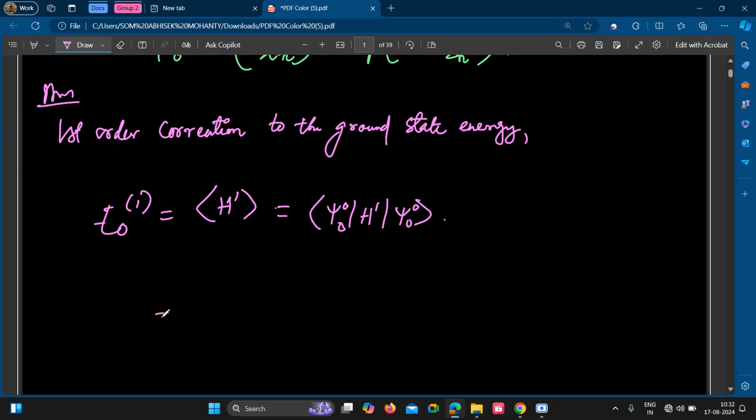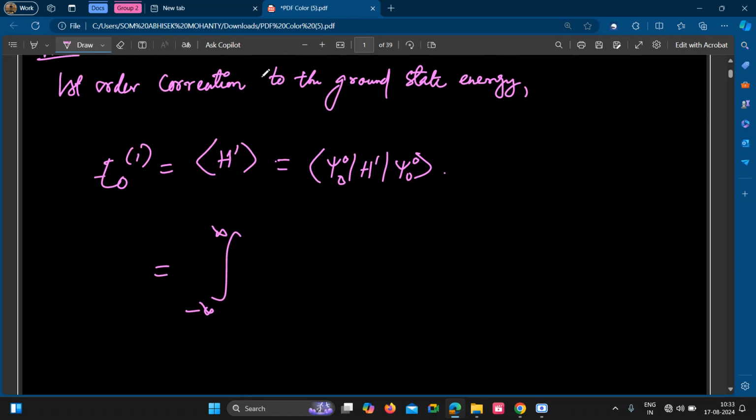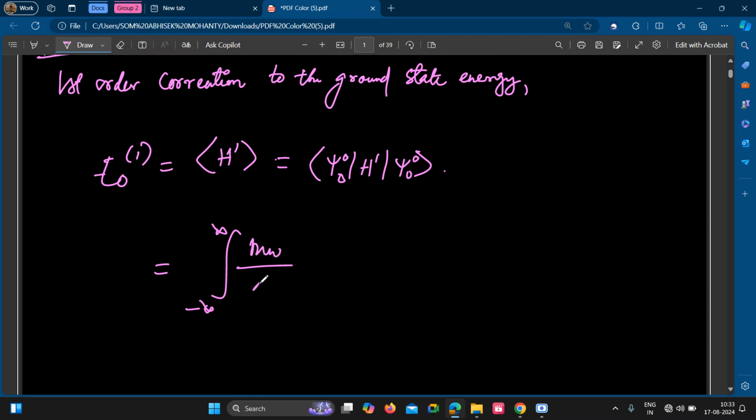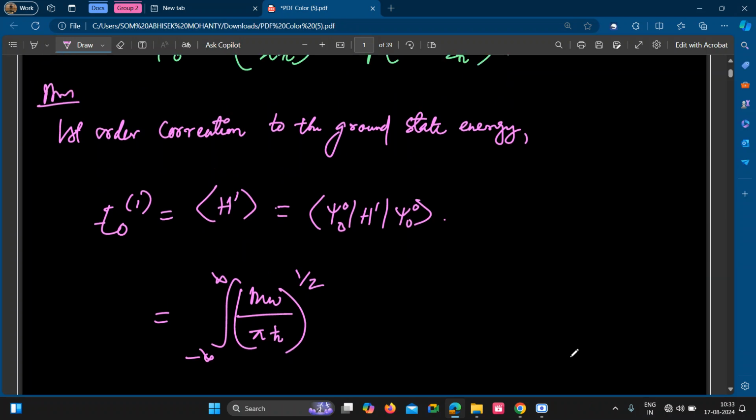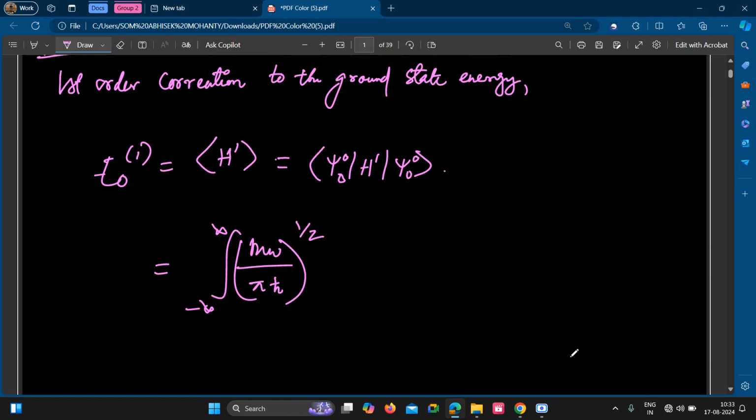So this is an integration now, from minus infinity to infinity, of psi naught whole square and H dash. So (m omega by pi h cut) to the power 1 by 2, because it's squared, exponential minus m omega x square by h cut, because the 2 will be gone since it is squared, so the 2 will cancel out. And what is your H dash?